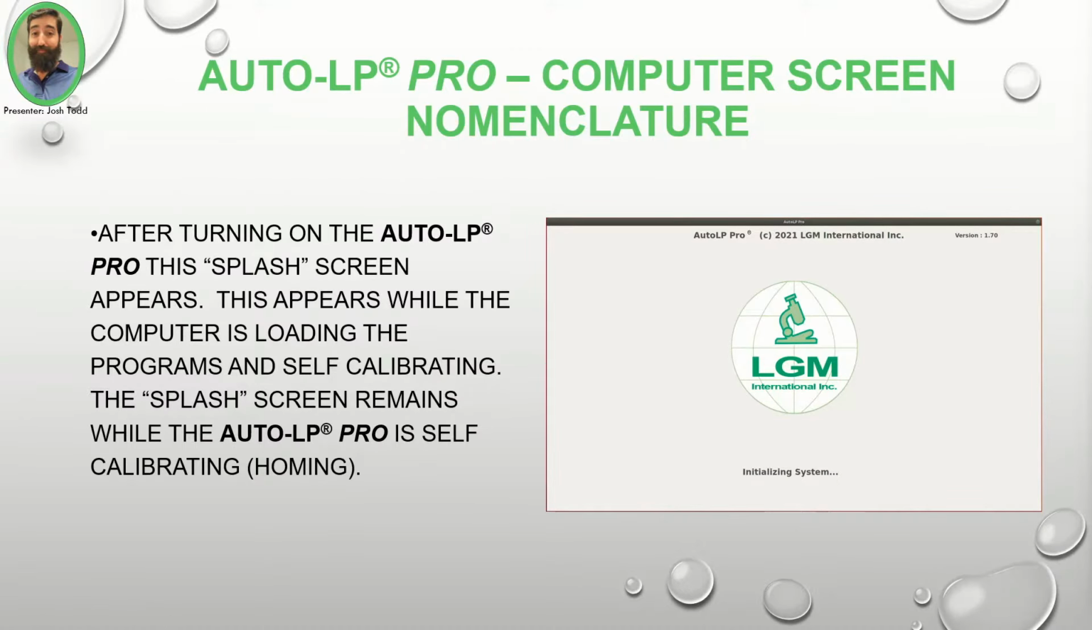AutoLP Pro computer screen nomenclature. After turning on the AutoLP Pro, this splash screen appears. This appears while the computer is loading the programs and self-calibrating. The splash screen remains while the AutoLP Pro is self-calibrating, homing all positions.